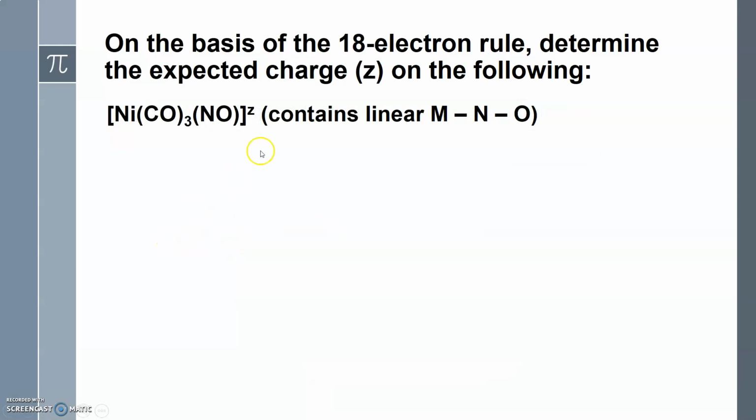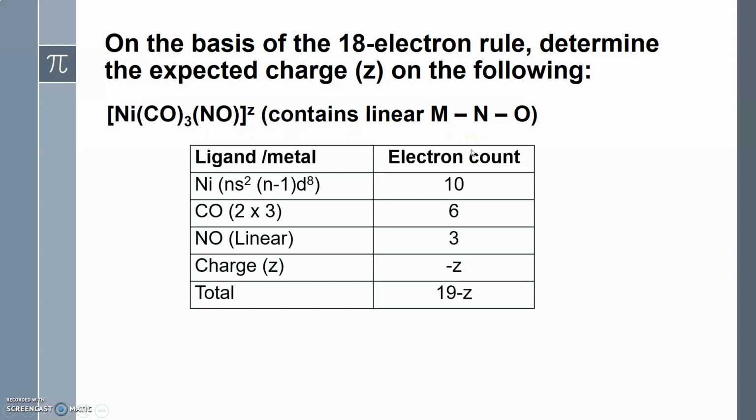So let us do one more problem here. In this problem, we come across a nitrosyl group as a ligand. It is in its linear form, so the electron count for the nitrosyl group is 3. Now nickel belongs to group 10. ns2 (n-1)d8 is its outermost electronic configuration. And there are 3 carbonyl groups, so totally 6 electrons.